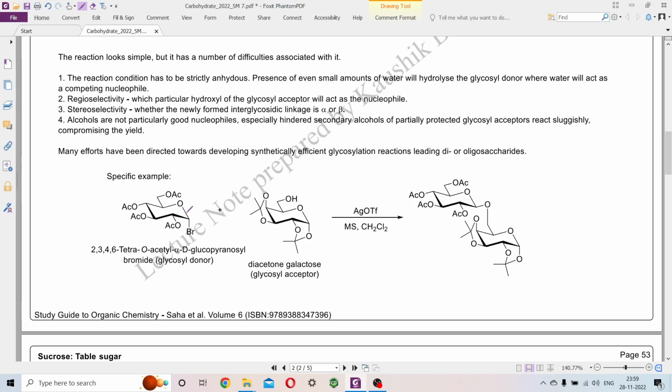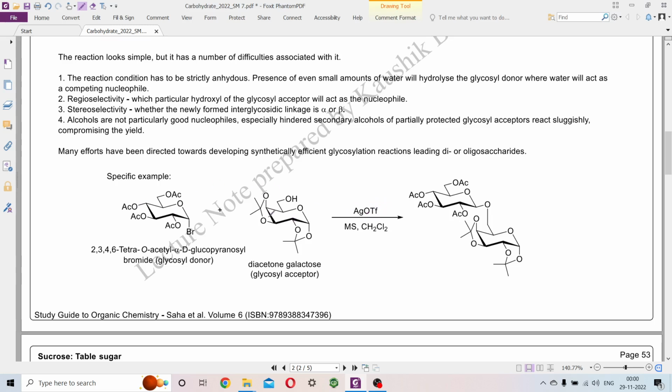And to facilitate the reaction, we have used silver triflate, and silver plus will assist in the departure of the bromide. Molecular sieve is used, and in anhydrous dichloromethane we are doing the reaction. The anion associated with silver is triflate, that is CF3SO3 minus, which is resonance stabilized and also enjoys the minus I inductive electron withdrawal of the CF3 group. Therefore, its nucleophilicity is very less, and therefore it does not act as a competing nucleophile at all.